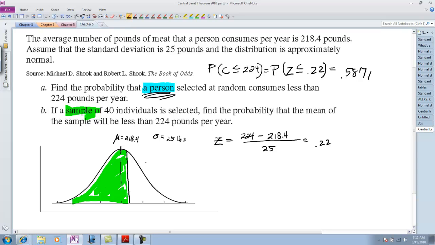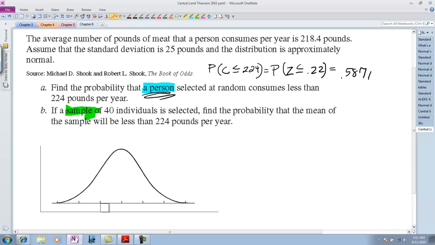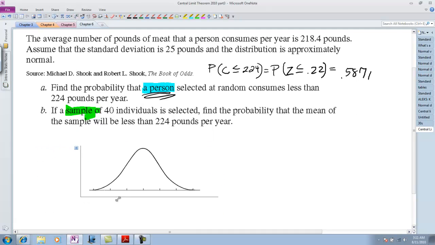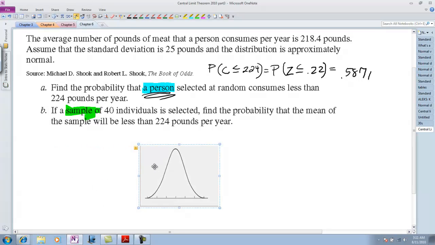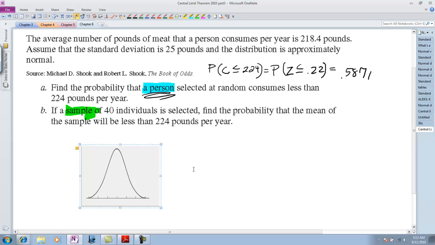Because now what was the standard deviation is no longer the standard deviation. Let me do this. Now our curve is going to be significantly more compressed. Because the standard deviation is going to be a lot smaller. It's going to be about 1/6 as big.